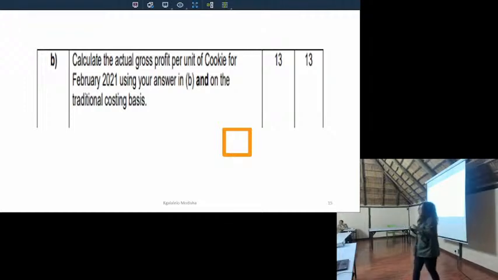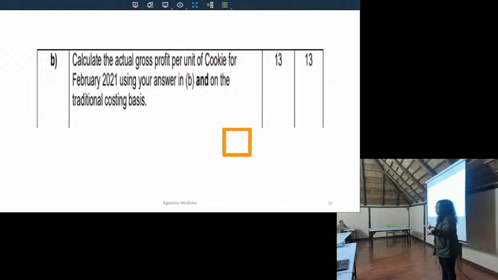So what would you have done? Based on ABC, you already have the amount you have, right? So you've got your allocation for your indirect costs. So how do we calculate actual gross profit? That's it, right? But we've got different types of costs. We have direct, we've got indirect costs. So do you agree we already have our indirect costs? We just need to divide them by how much we produced. Does that make sense? Because we have the total.